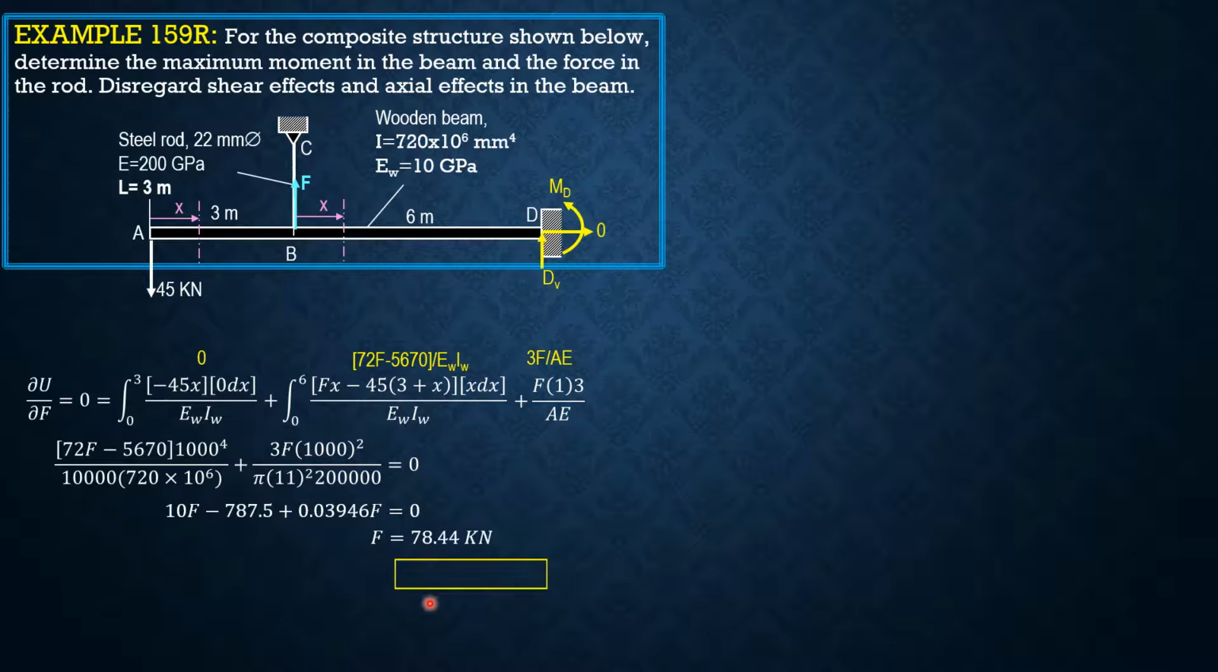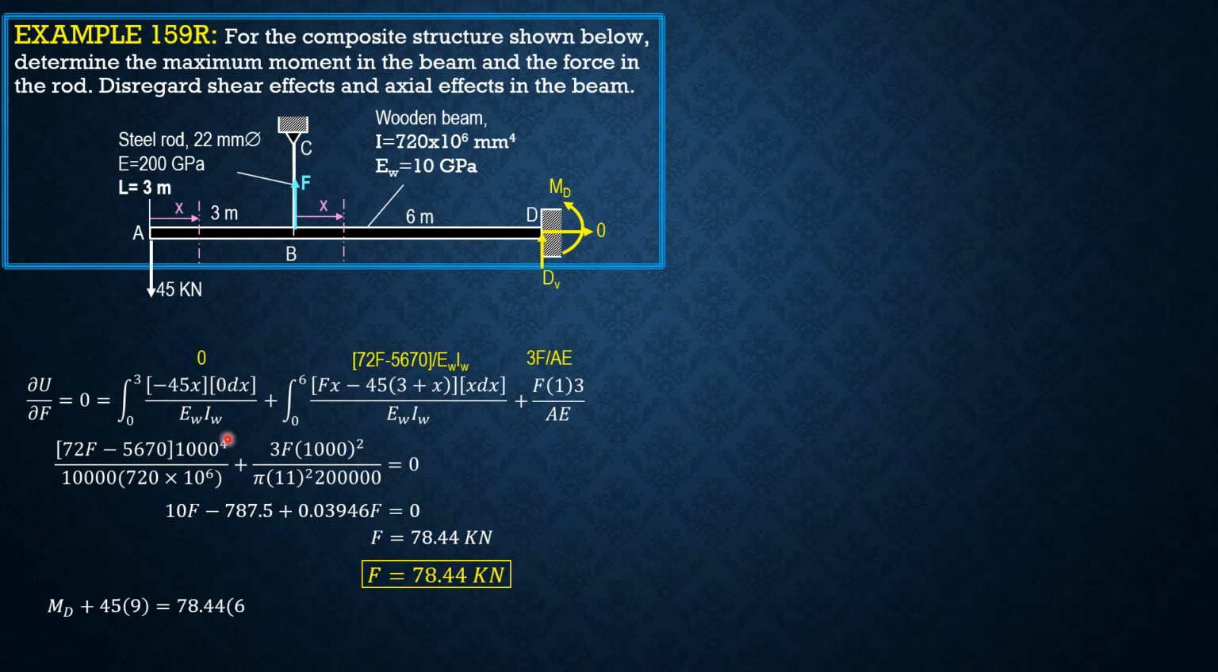So the force in BC is F equals 78.44 kilonewtons tension. The moment at D, assuming positive, MD plus 45 times 9 equals F, 78.44, times 6. So MD is 65.64 kilonewton meter, while the moment at B is negative 45 times 3.